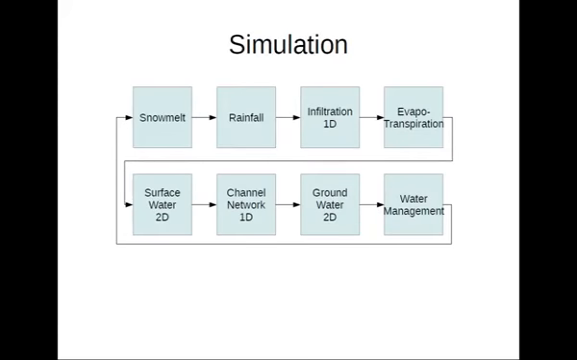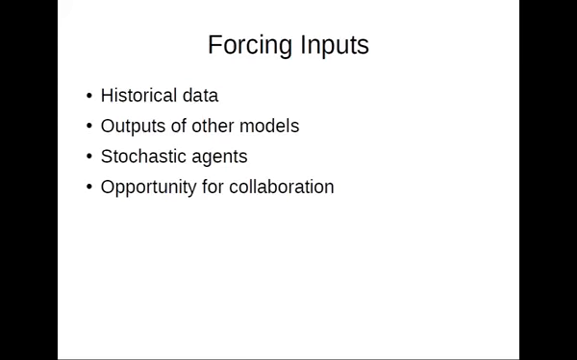Forcing inputs could be historical data, outputs from other models, stochastic generated time series, or opportunities for collaboration with others. But we're planning on focusing on WRF output at this point that Cord Strong's been running for us.